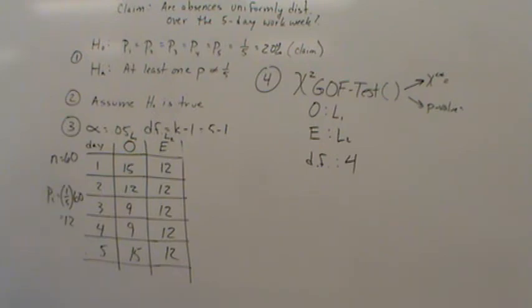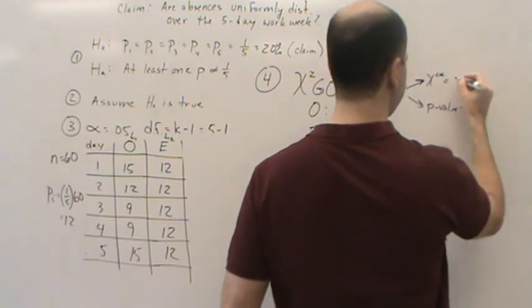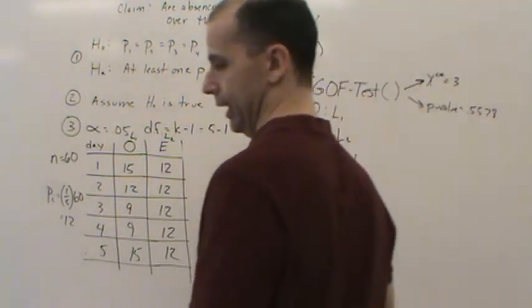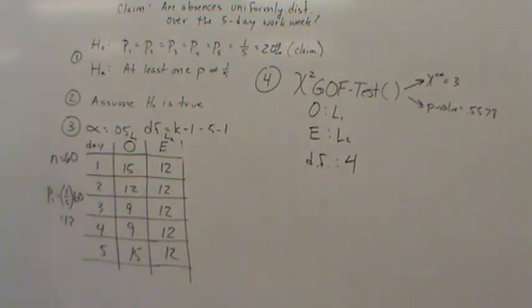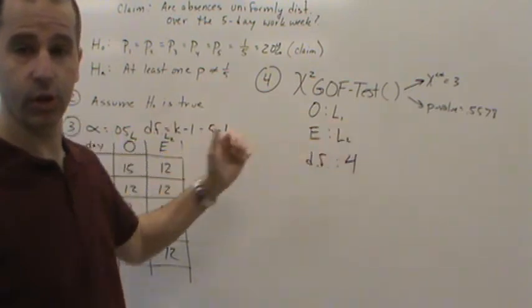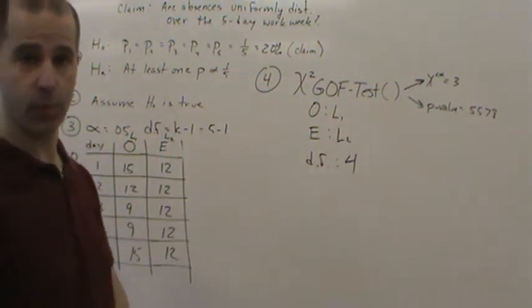And look at that. My chi-squared statistic was 3, which is what we got. And I got the exact same p-value, 0.5578. So we got 3 and 0.5578, which is exactly what we did. So again, if you don't have this test on your calculator, that's fine. You can still do it using the calculator the way I showed you just a few moments ago.